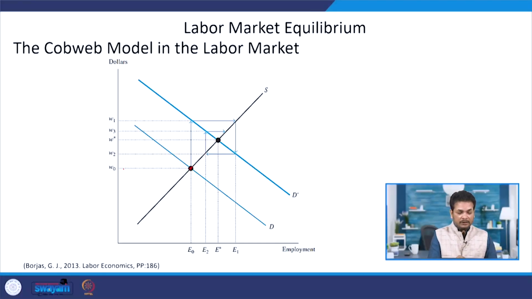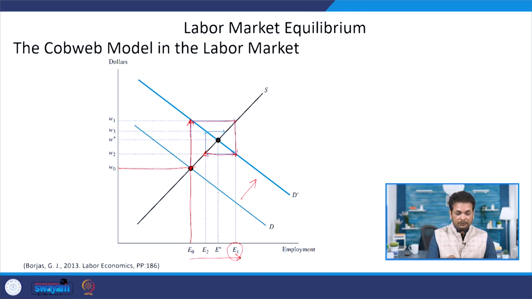If we look at it in a comprehensive way, we can see that at E0 employment and W0 wage rate, if any sudden change happens to the demand function, then there is an increase in the wage rate to W1. Now, considering this W1 wage rate, there will be an oversupply of workers to this particular market, which may lead to an increase in the number from E0 to E1. Now, with E1 workers in the labor market, we can see that the workers are oversupplied.